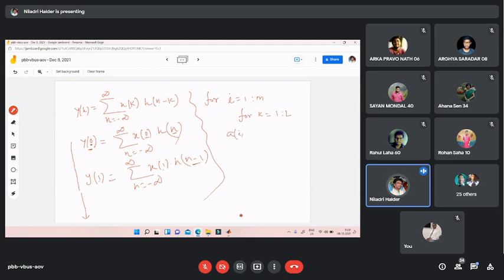A I k, one parameter we are taking, and that value is xk h I, and output y I plus k minus 1 will be equal to y I plus k minus 1 plus a I k. If we write that, what will happen?